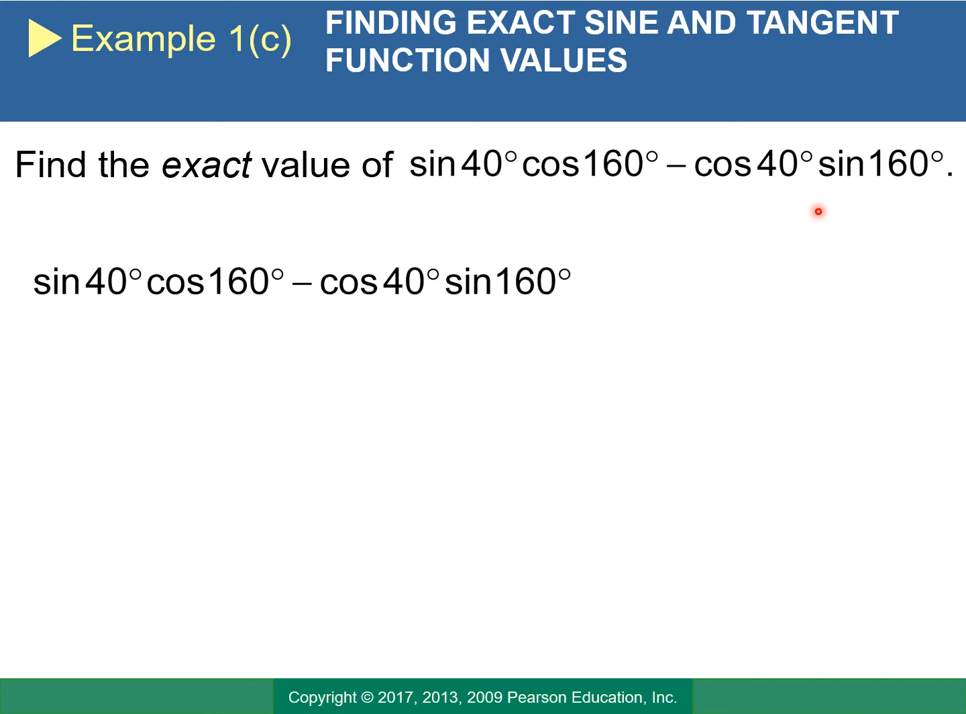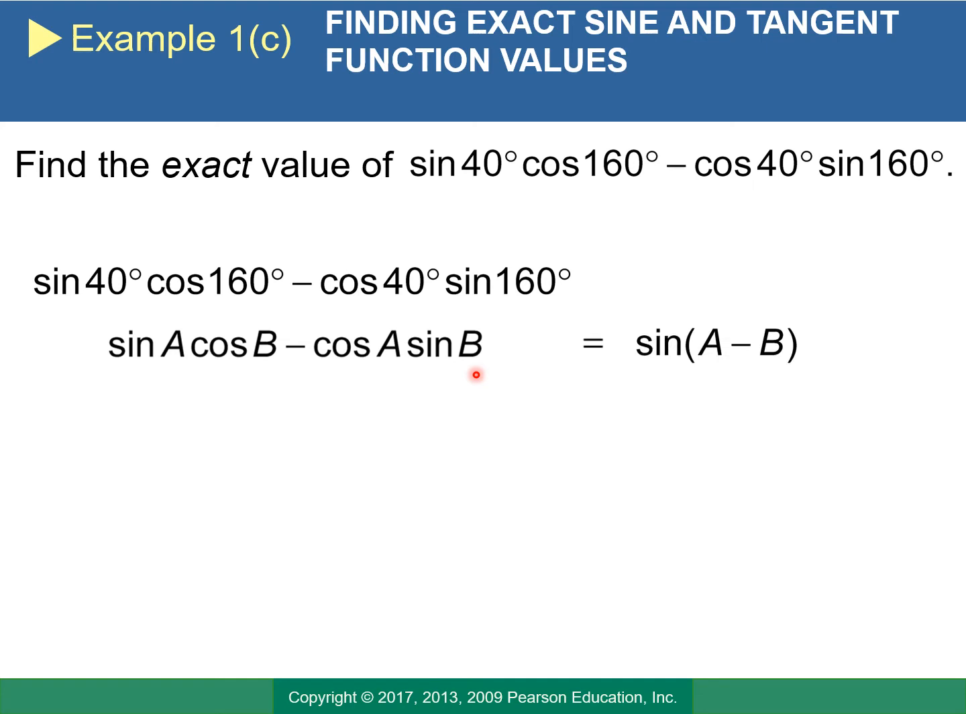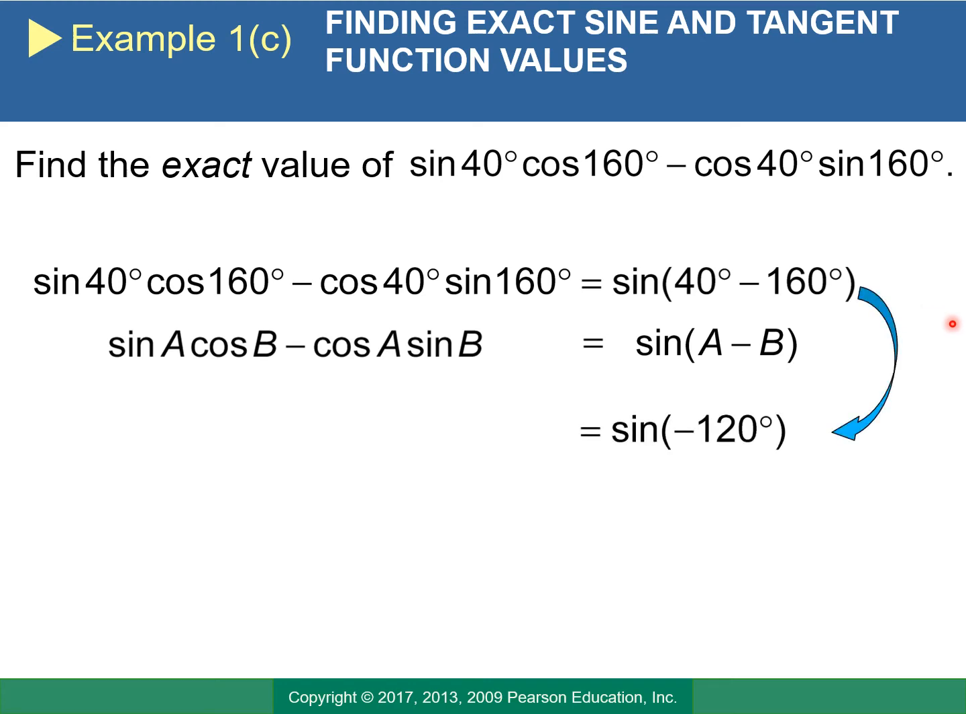Okay, so if we identify what we have going on, we have sine of an angle times cosine of a different angle, minus cosine of the first angle times sine of the second angle. And that formula, if we match it up with the original left side of our formulas, was sine of a minus b. So the difference formula for sine. That means we need sine of 40 minus 160, and if we simplify, that's sine of negative 120 degrees.